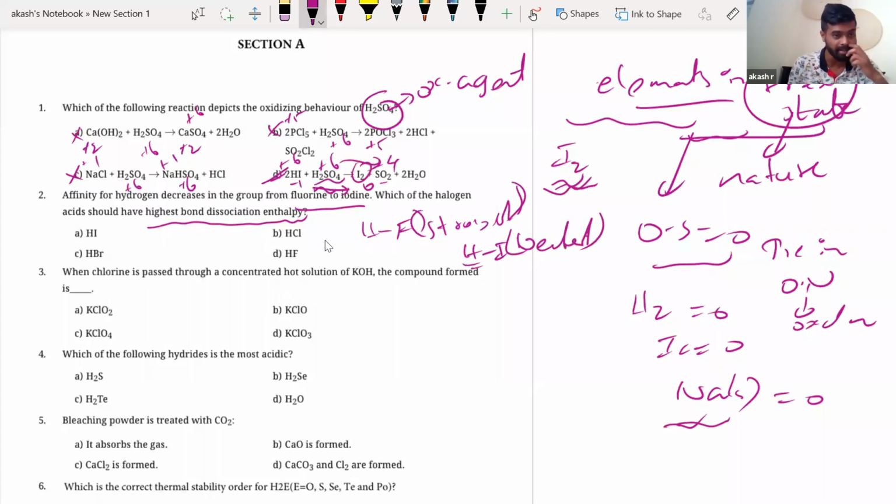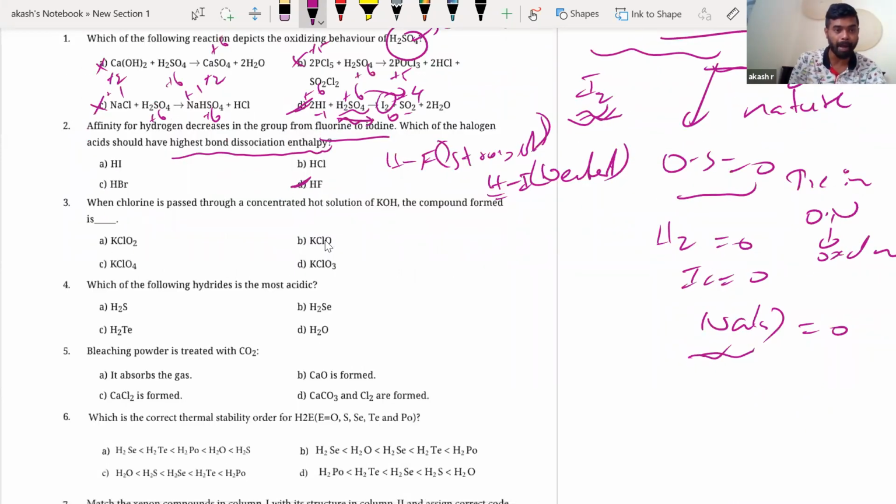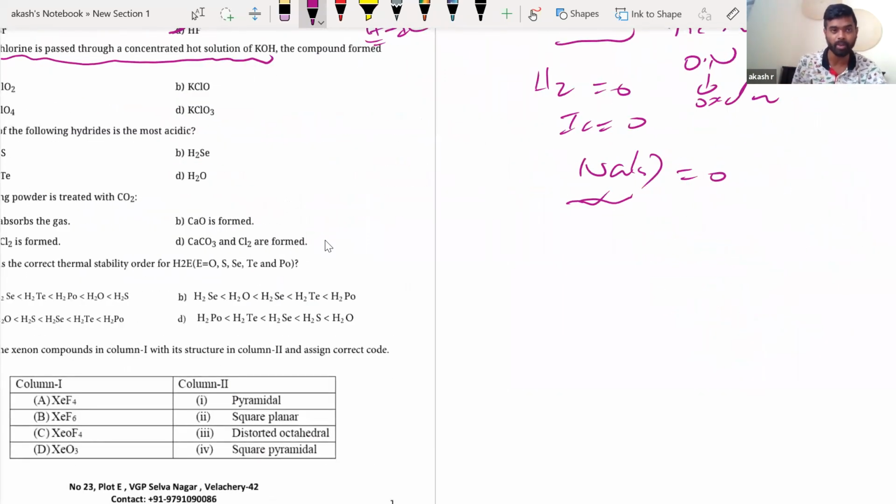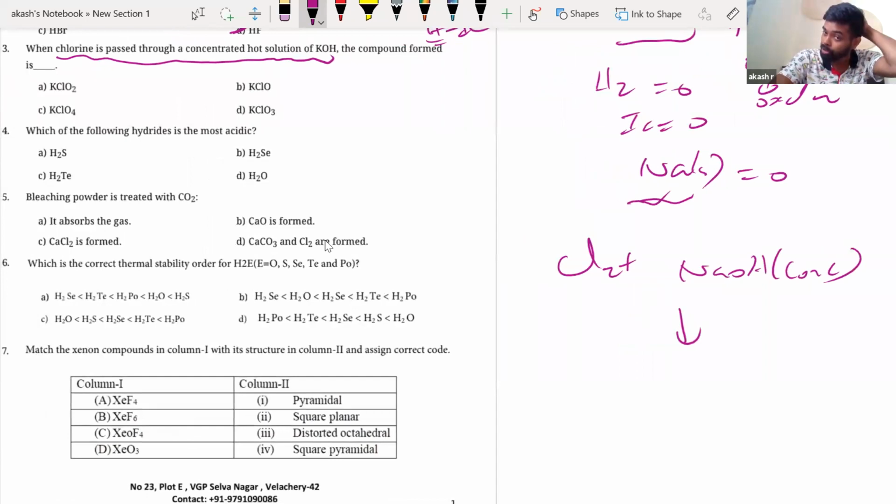So the correct answer to this question, which has the highest bond dissociation enthalpy? The stronger bond will have higher bond dissociation enthalpy. So the answer to this question is HF. Next. When chlorine is passed through a solution of concentrated KOH, we have already seen this, right? And instead of KOH, we have seen NaOH. That's the only difference here. So if I have chlorine reacting with concentrated NaOH, what are the products formed? Quickly tell me. I know dilute will have something else, concentrated will have something else. What is that? What will come here? Concentrated.